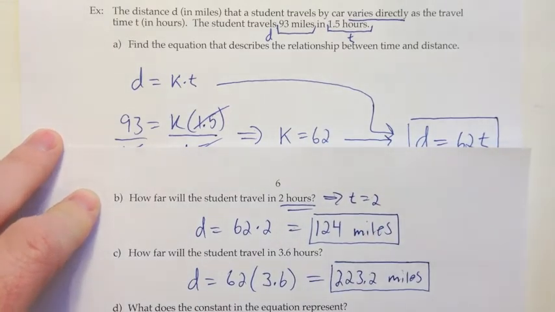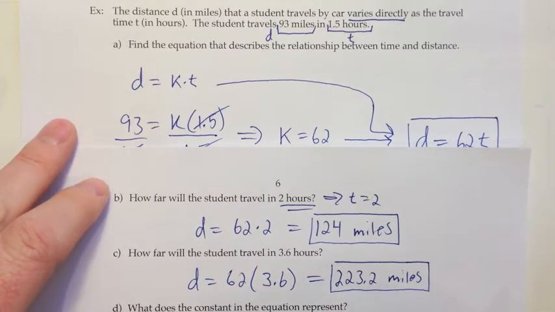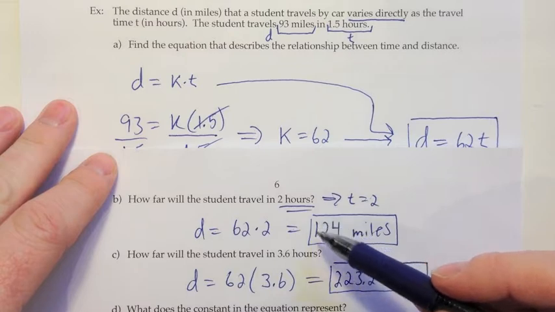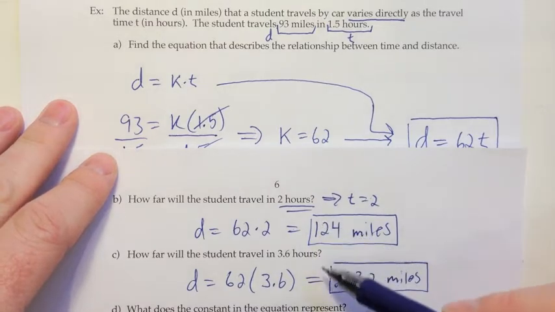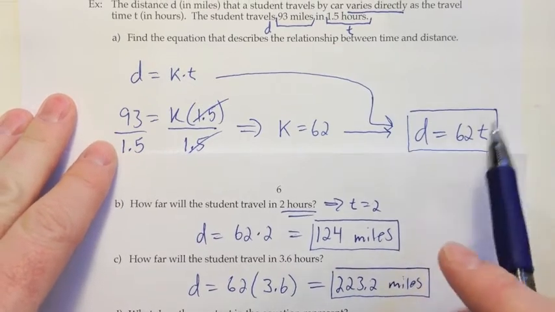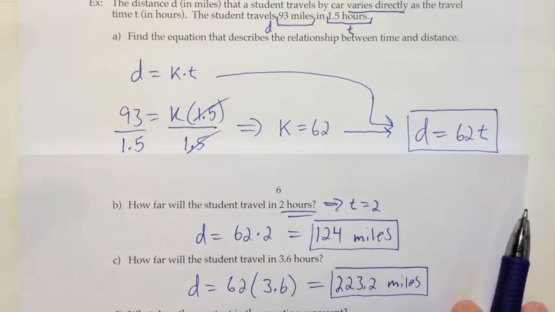This shows one of the advantages of having a variation equation rather than just doing work with proportions. If you're being asked more than one question to make more than one estimate, then it's nice to have the equation all set up so you can just quickly substitute into there and get answers without having to do the algebra again and again each time.